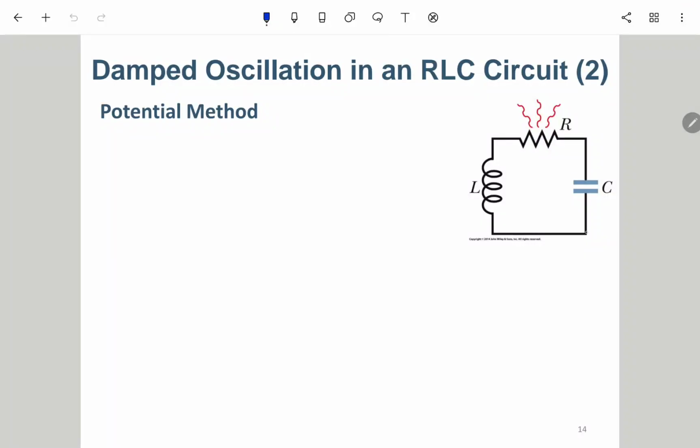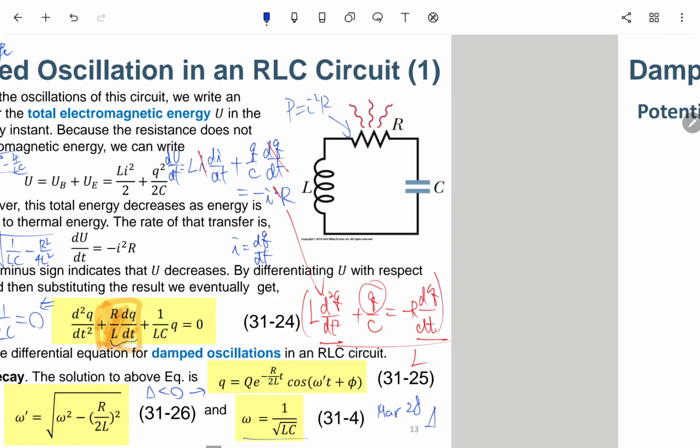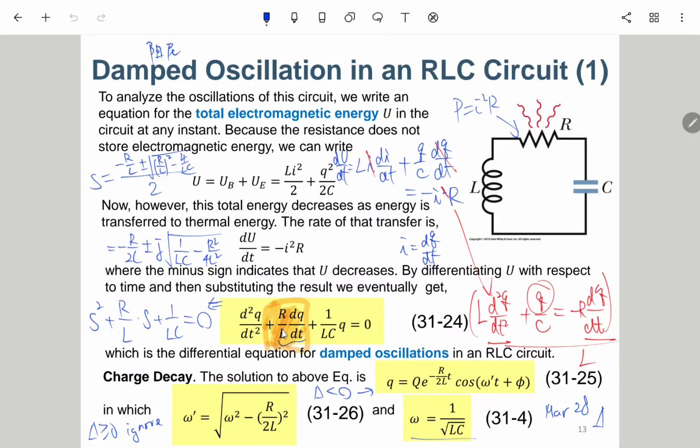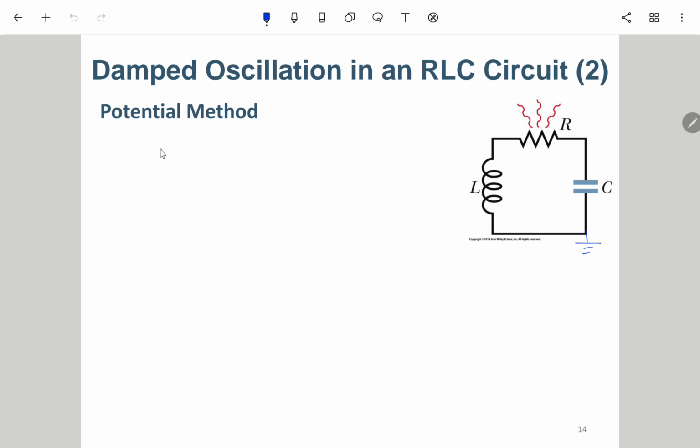Okay, so this time we try to derive the same ODE here with the potential method rather than the power method. Here we also have this RLC circuit. Let's define this as VC, this is VR, and this is VL, with plus and minus connecting back and forth, so that we can have VL plus VR plus VC equals 0.